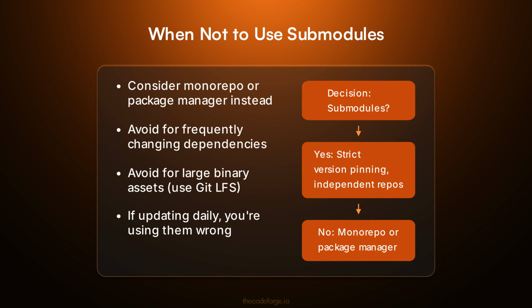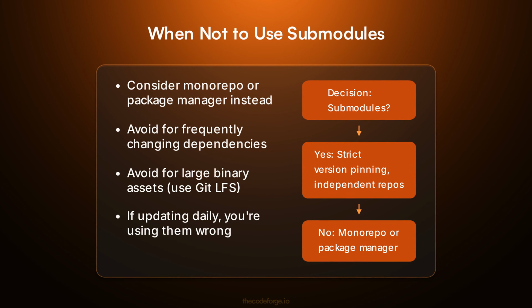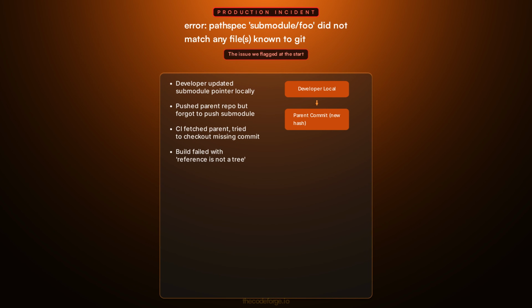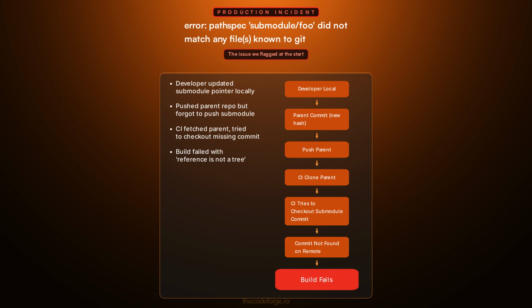Submodules are not the right tool for most dependency management. If you're sharing code within a single organization, consider a monorepo or a package manager. Submodules shine only when you need strict version pinning across independent repos that evolve on their own schedules. This is the same issue we highlighted at the start. Here's exactly why that happened. A developer updated the submodule pointer to a commit that existed only on their local branch.